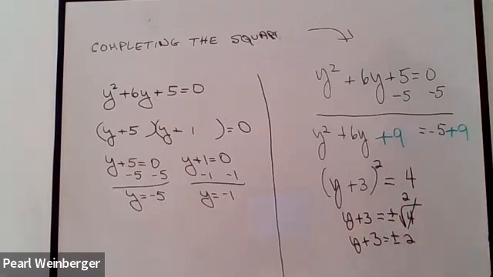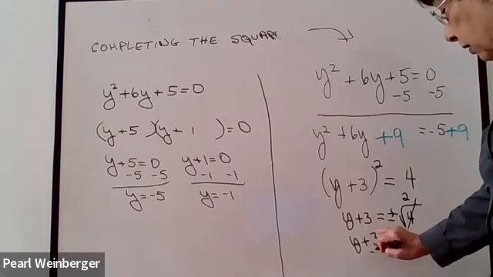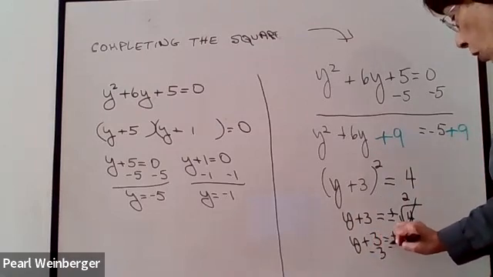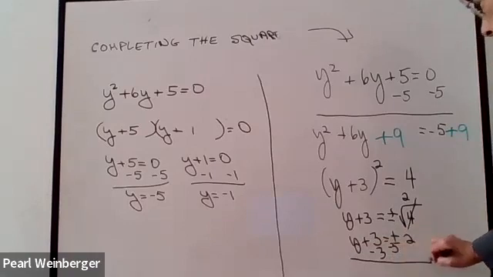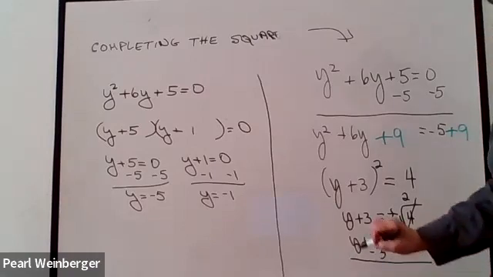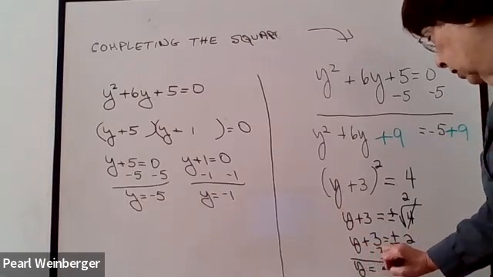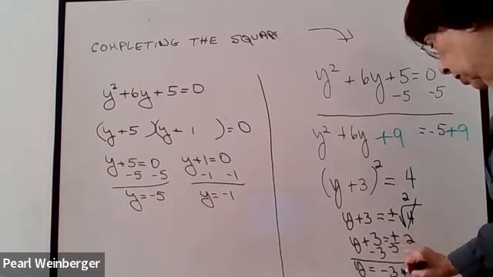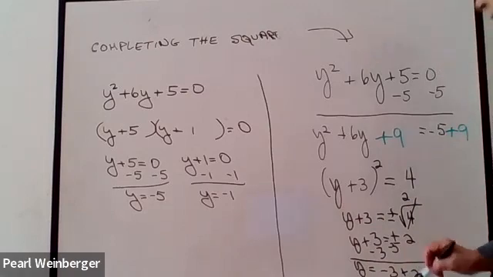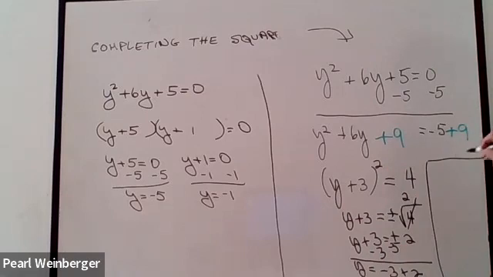And now remember what I have to do. I have to bring this 3 to the other side to get y alone, which gives me, I don't want to go too low on this, y equals -3 plus or minus 2. Now, over here, let me go over here to finish that up. We have -3 plus 2 as one answer, -3 minus 2 as my other answer.